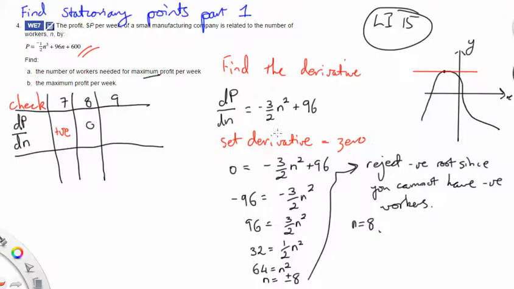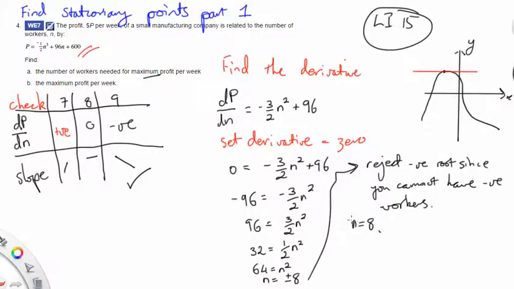You can confirm that using your own approximations. Subbing in 9, well, 9 squared is 81. 1.5 times 81 is about 140, so you've got negative 140 plus 96. So you know that that part is going to be negative. So we can draw the slope or the gradient, and we can confirm that, yeah, it's a maximum. I've done the check there, even though the question hasn't asked us, to remind you how to do it. Alright, so the number of workers needed for maximum profit is 8.